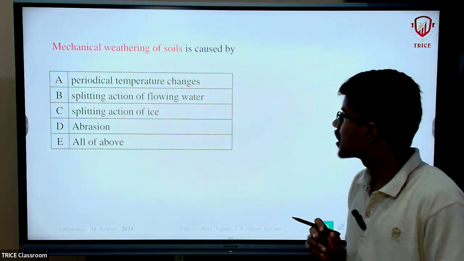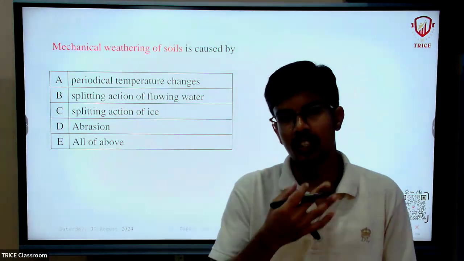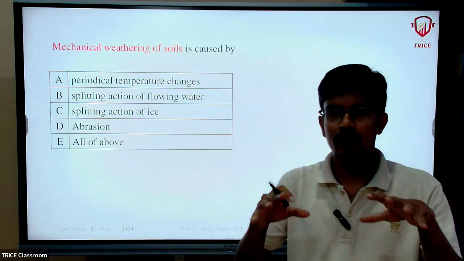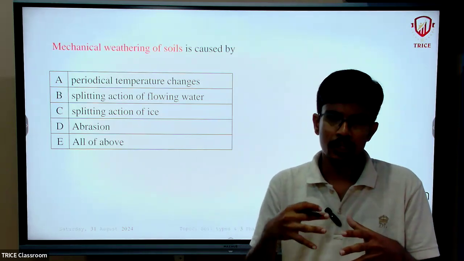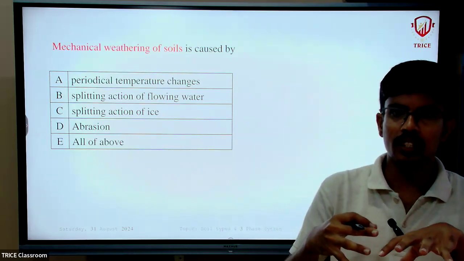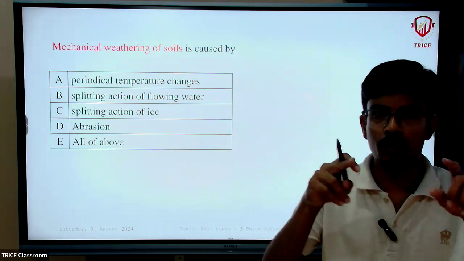Okay, so then the splitting action of the ice. If you take the glacier soils, in the mountainous regions, we have mountains covered with ice, right? Due to freezing and thawing, what happens? The ice disintegrates in the form of splittings, in the form of wedge shapes.